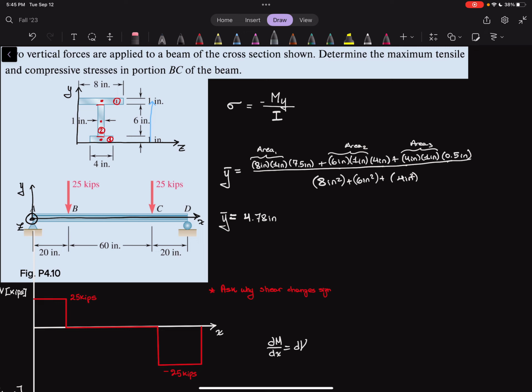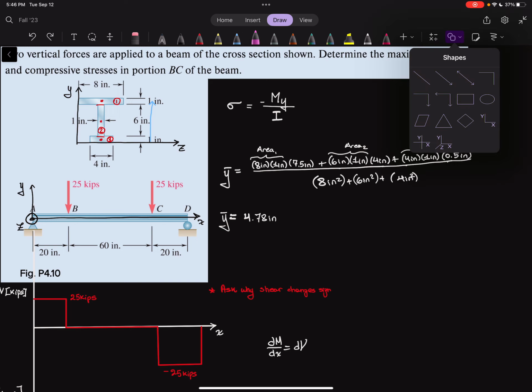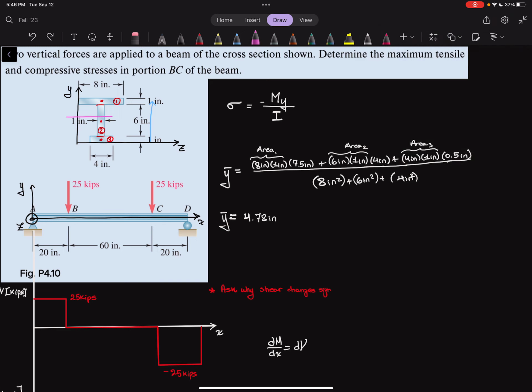Does that make sense, though? Well, let's think about it. We would expect the centroid to be a little bit higher than the centroid of the central rectangle. And the centroid of the central rectangle is at 3 plus another 1, so it's at 4. So 4.78 makes sense, and that at least agrees with intuition. Now that we found that, we know where our actual neutral axis passes. And I'm going to do it in this color. So right here, this is where our neutral axis passes.